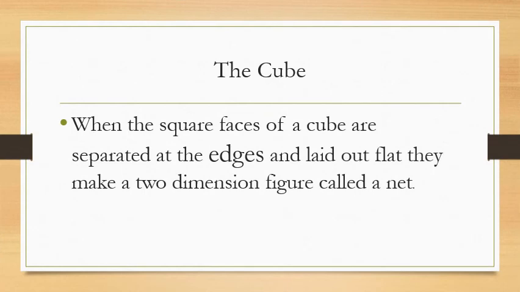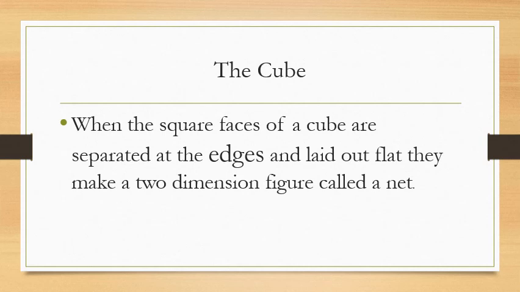First, we'll begin with the cube. And we all know what the cube looks like. We said in last class that the cube has 6 square faces, 12 edges, and 8 vertices. We looked at diagrams of the cube. Now, it says here that when the square faces of a cube are separated at the edges and laid out flat, they make a two-dimensional figure called the net.